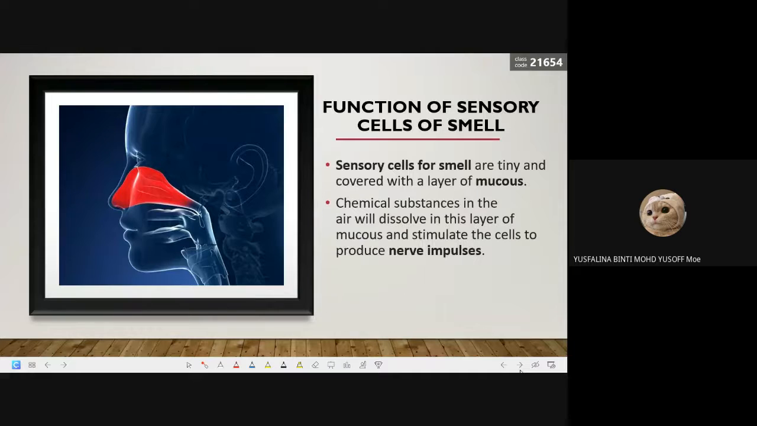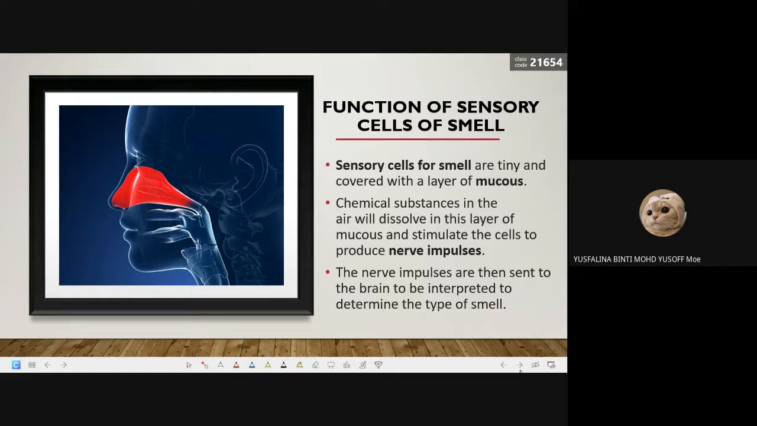Right. Then chemical substance in the air will dissolve in the layer of mucus and stimulate the cells to produce the nerve impulse. Okay, and this one I just told you. So every time we smell something, it means we smell the chemical substance. If it dissolves in the layer of mucus, then this will stimulate the cells to produce the nerve impulse.